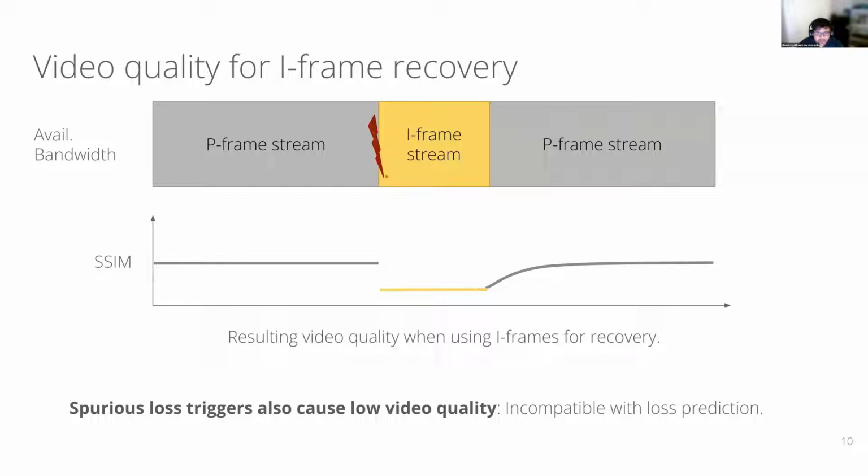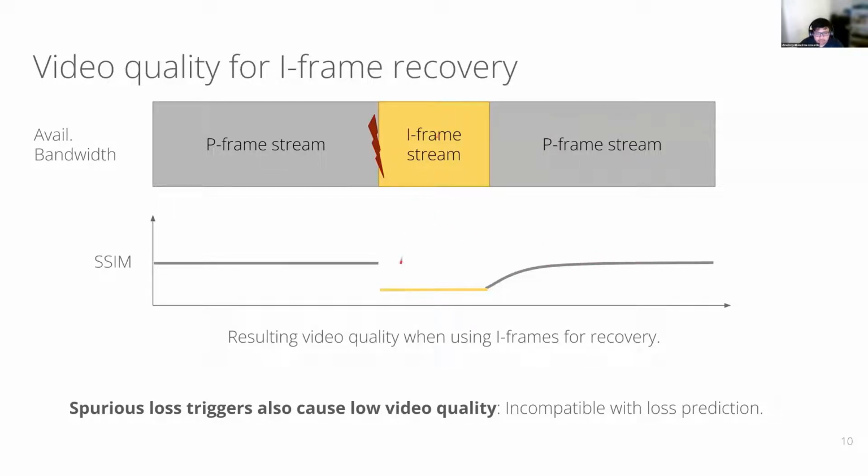Now a packet loss occurs, and the next few frames are sent as iframes. The quality of these iframes is going to be much lower. Once loss recovery is complete, it recovers back to using p-frames, and the video quality gradually stabilizes back to the original p-frame video quality.